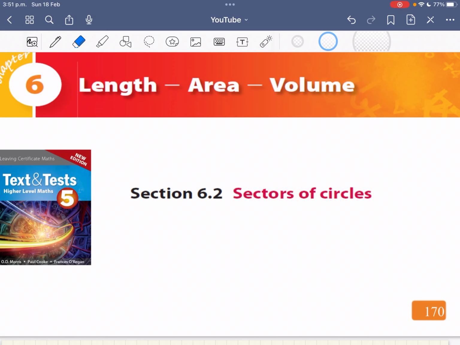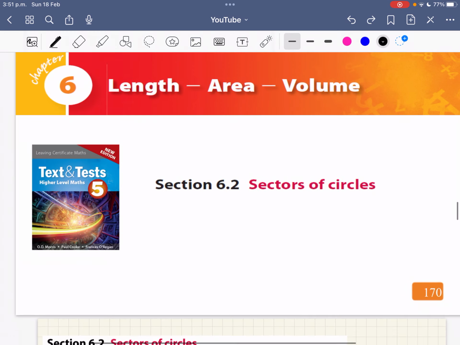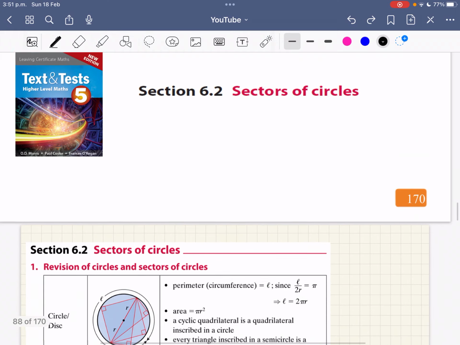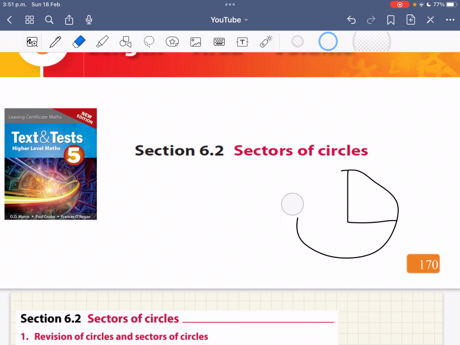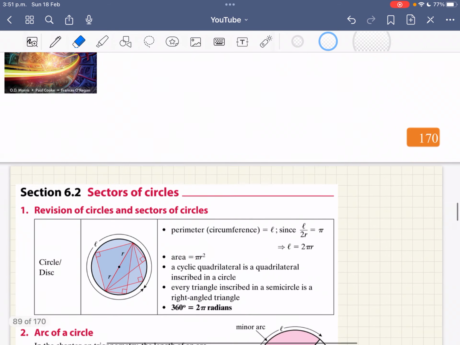In this video we are going to explain the topic sectors of circles, and it's based on Text and Tests 5. So a sector of a circle is basically a section of a circle. So this pizza slice, for example, is a sector of a circle.